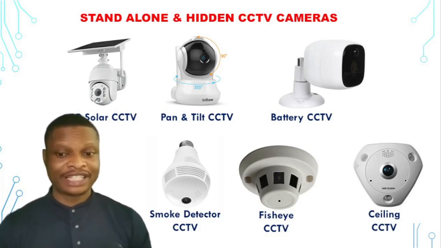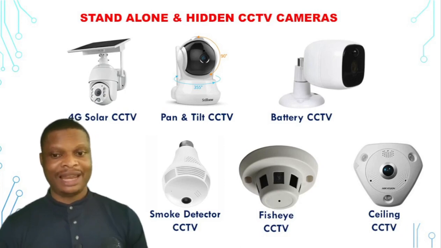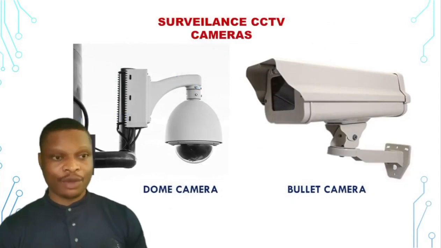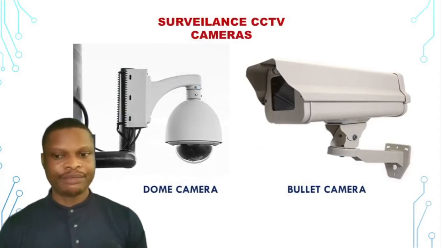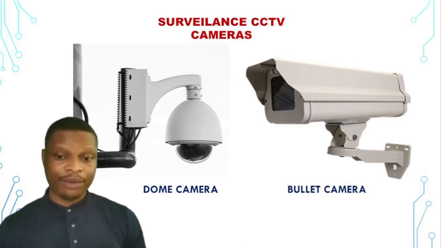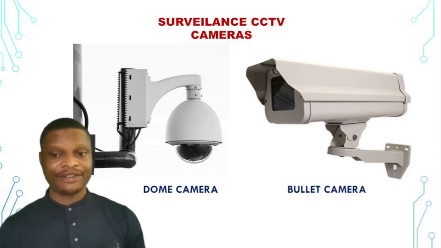We have cameras like smoke detectors, which are always hidden. We have fish eye CCTV camera. We have ceiling cameras, the ones you can mount inside the ceiling. We have many of these cameras. Then we have surveillance cameras in dome and in bullet. These are mainly used in big organizations or on our highways. Maybe you want to monitor highways or the street. You want to monitor your street. These are the kind of cameras you need to have.